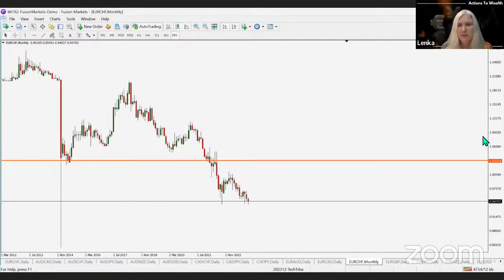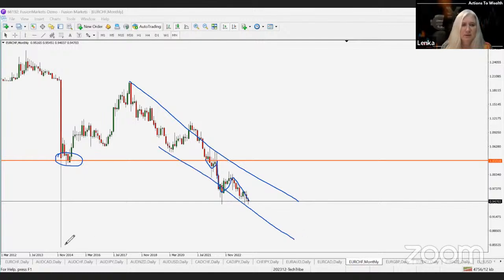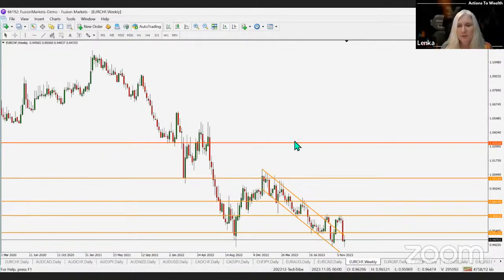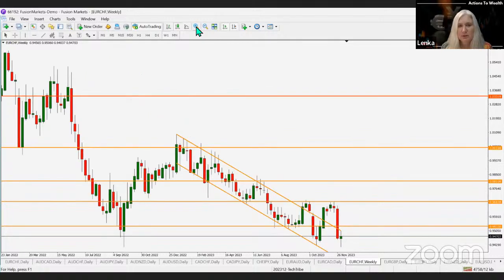And on the monthly view here, we have broken below that previous level of support, and we are still in a downtrend, which looks like it could easily continue, possibly to test that previous low there. So that is the reason I would be looking for short opportunities. On the weekly, the channel is still short.